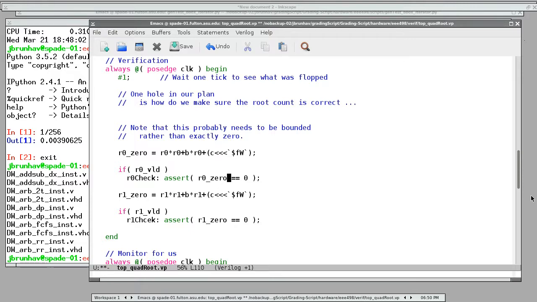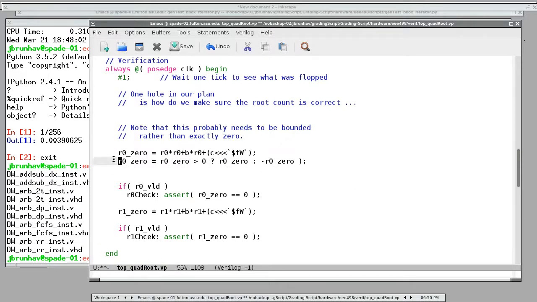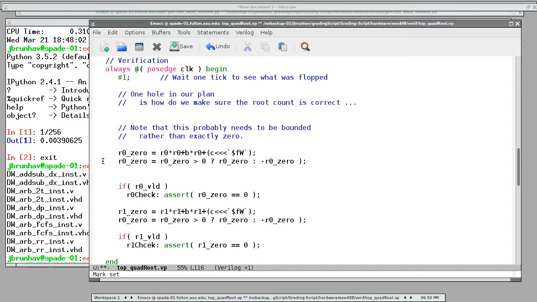R00 greater than 0. Since we don't actually care about which way it is, we're just going to write it out in absolute value, greater than 0. If it's greater than 0, do that. If it's not, do this. Good. We should do the same with R10.